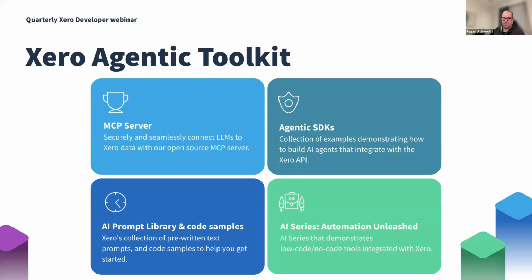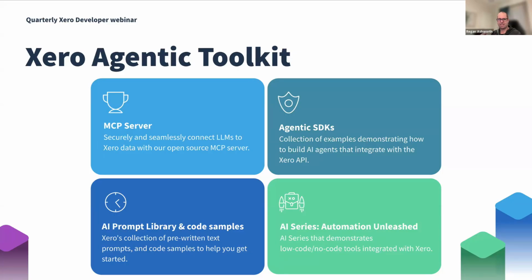I would like to talk to you about our Xero Agentic Toolkit, which we've launched. So at the heart of the Agentic Toolkit is our MCP server. MCP is Model Context Protocol. Model Context Protocol is all about bringing data from other sources into large language models or AI, and also performing actions in other systems from large language models or AI tools, which is, early days of ChatGPT.